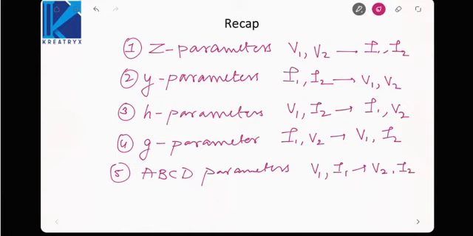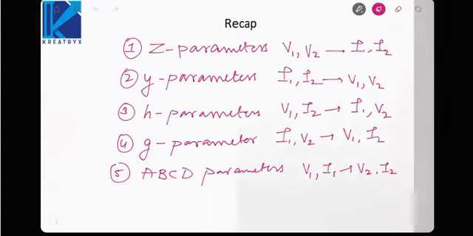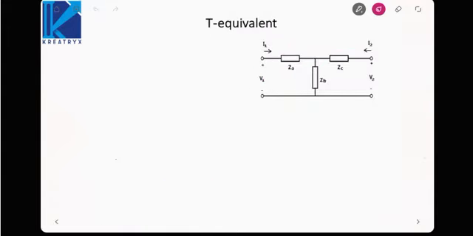In this lecture, we will study more about these parameters, and then we will study the interconversion of these parameters, that is, how to convert one parameter into the other. So first let us see the T equivalent of Z parameters. If you want to determine the T equivalent, then let us look at this T circuit. To determine the Z parameters, we need the relation between V1, V2 and I1, I2. To determine that relation, we have to apply KVL, but first we have to find the current in ZB.